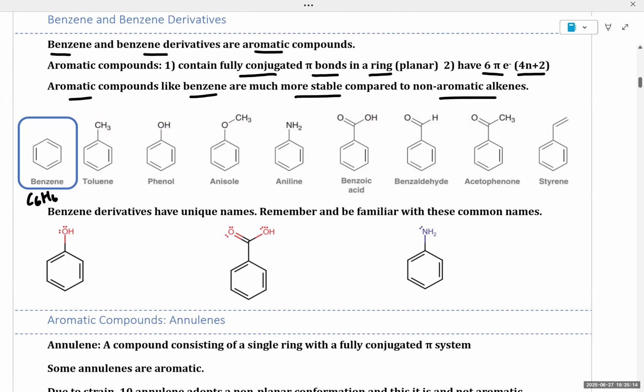It's important to remember and be familiar with these common names as they're used as part of nomenclature of aromatic compounds. For example, this ring is specifically known as phenol. Take a few moments now and try to name these next two aromatic rings. Pause the video and then we'll discuss. Okay, this aromatic compound is benzoic acid, while this compound is aniline. Benzoic acid has the carboxylic acid, aniline has the amine group, while phenol has the alcohol.